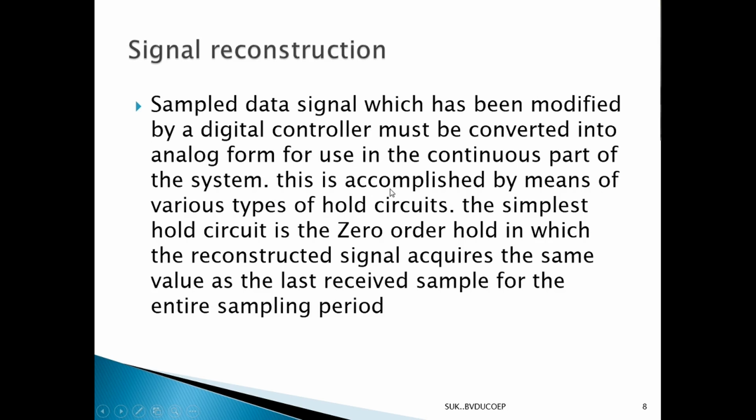How is this done? This is accomplished by means of hold circuits. The simplest hold circuit is the zero order hold. Last time we saw what a sample and hold circuit is, in which the reconstructed signal acquires the same value as the last received sample for the entire sampling period. Signal reconstruction should be proper, otherwise the information will be lost.